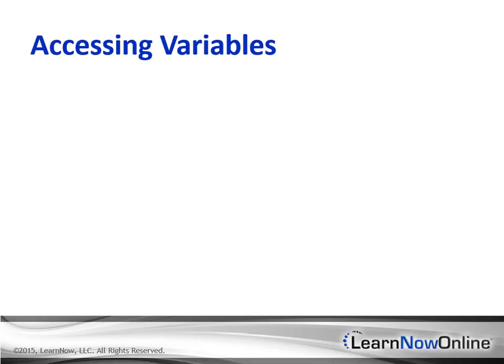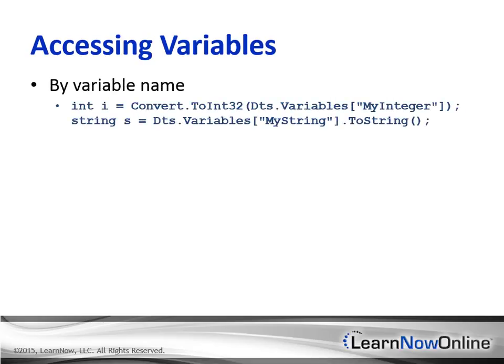Now, to access the variables listed in the script task editor, you use the Variables property of the Dts object. This property is a collection that contains all of the variables available to the script task. You access specific variables by name using code like this. So there I'm using Dts.Variables with the string "myInteger". That's to read it, and you can write to it in the same way.